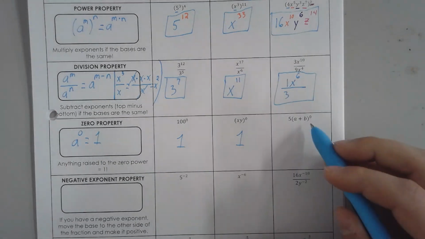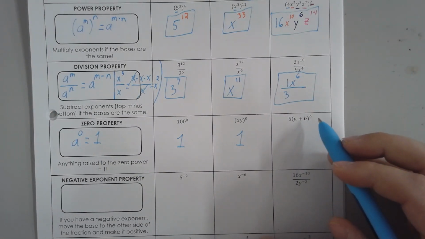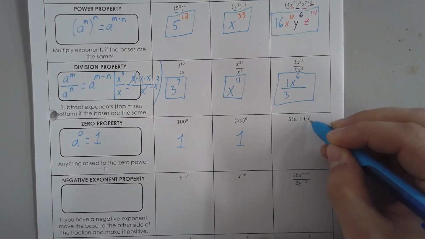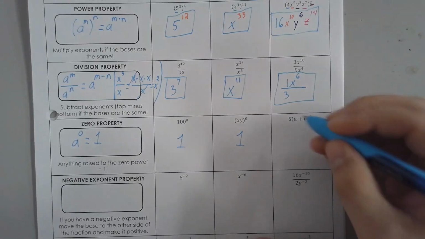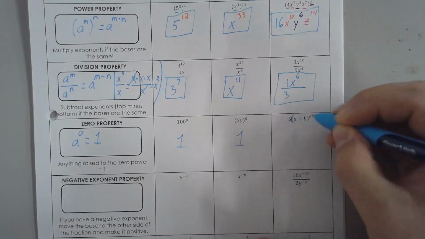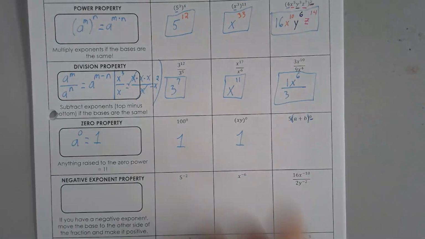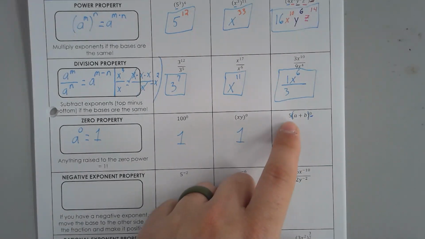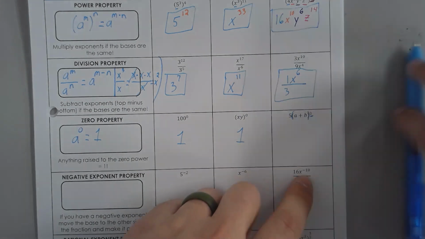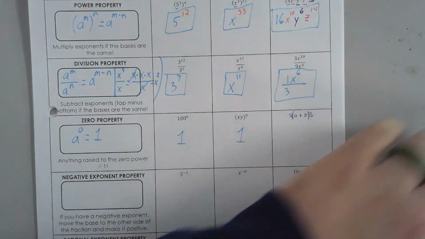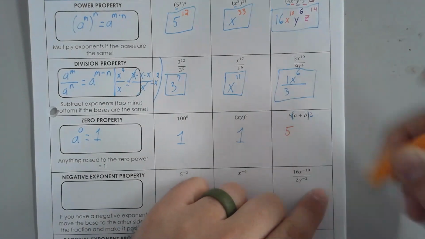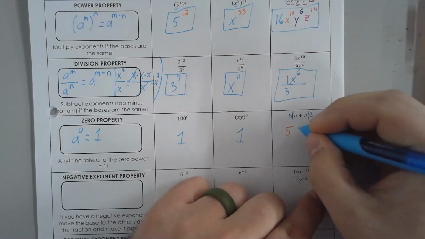So the exponent 0 on this one, it's attached, it's on these parentheses, right? So everything inside those parentheses is being raised to the 0 power. But this 5 out in front is not. So really what we've got here is 5 times 1.